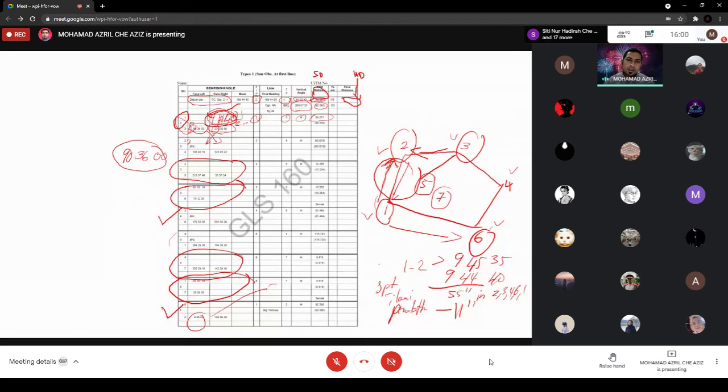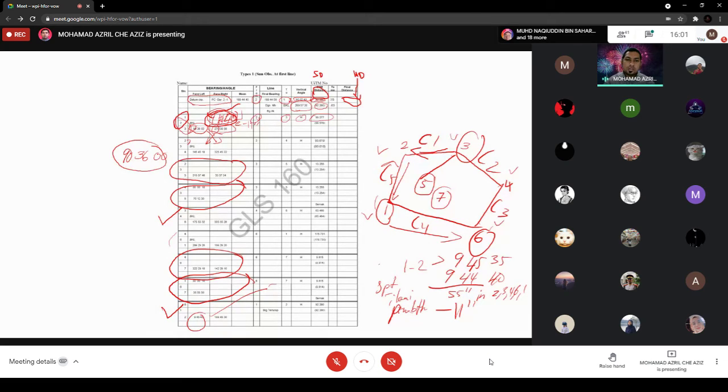Okay, C negative 11 seconds. Okay, next, the first line, 2 to 3. Okay, so here is C1. This one C2, C3, C4, and the last one is C5.